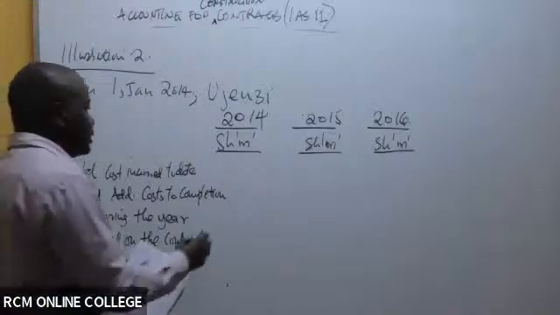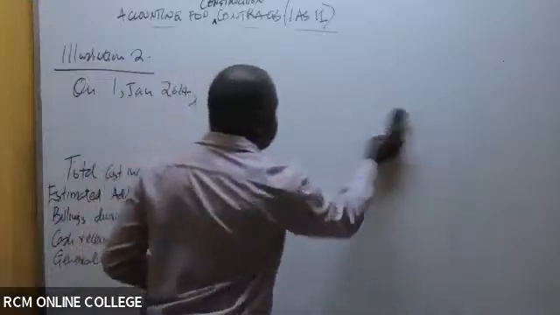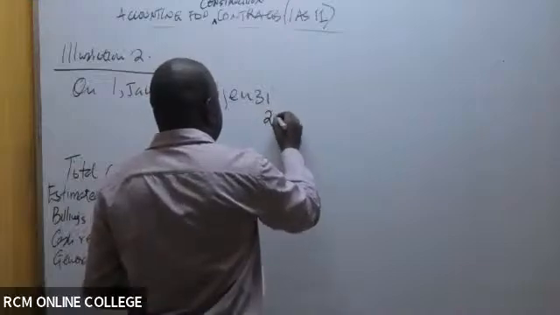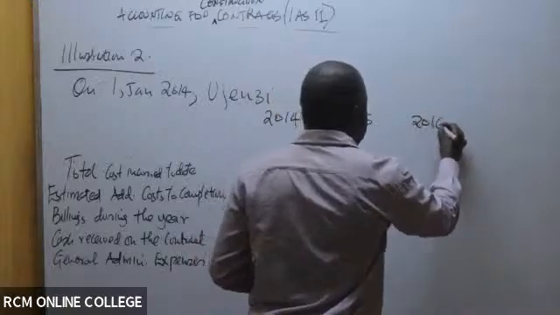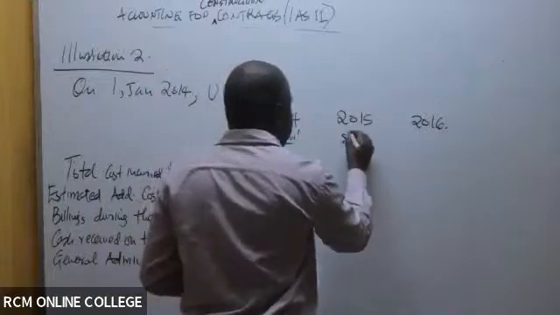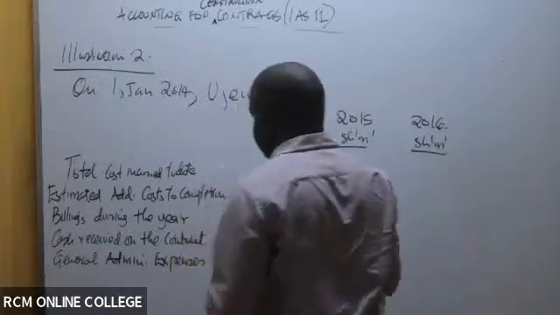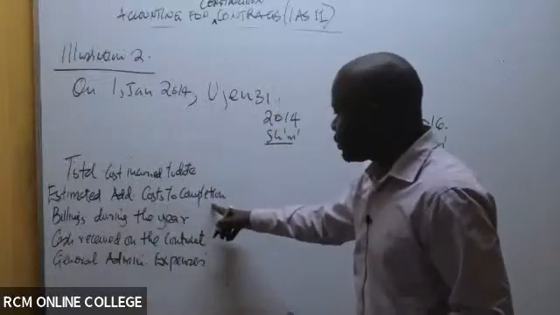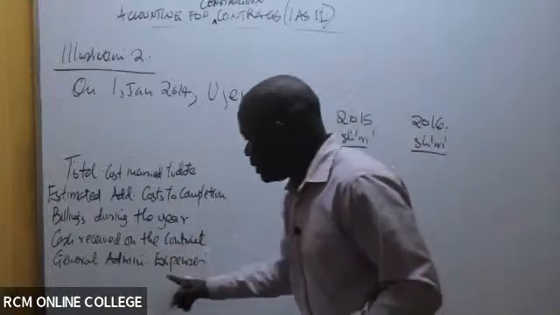Total cost incurred to date, so for this one is actually 80. I can adjust my table a bit so that it fits so well. So we have 2014, 2015, and of course 2016. So here it is shillings of millions. So now we can insert the figures. Hope you've written this. So total cost incurred to date, estimated additional cost to completion, billings during the year, cash received on the contract, general admin expenses.